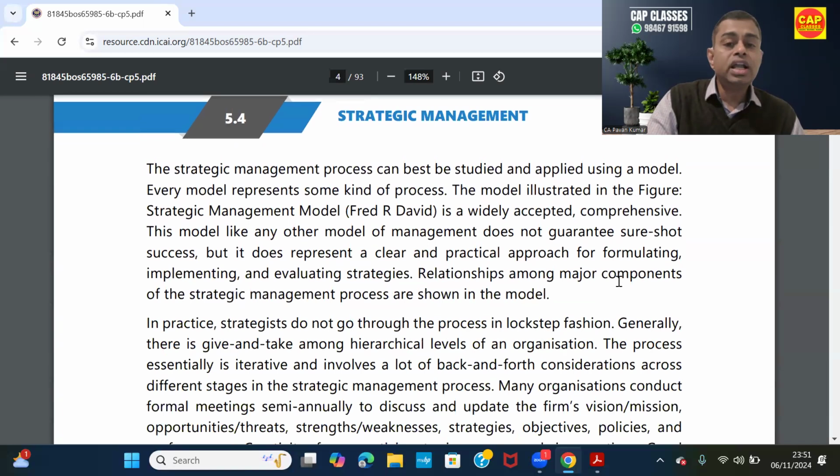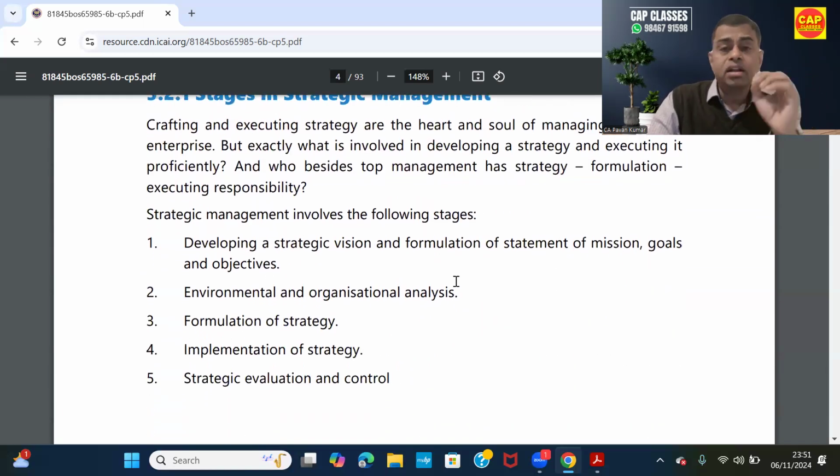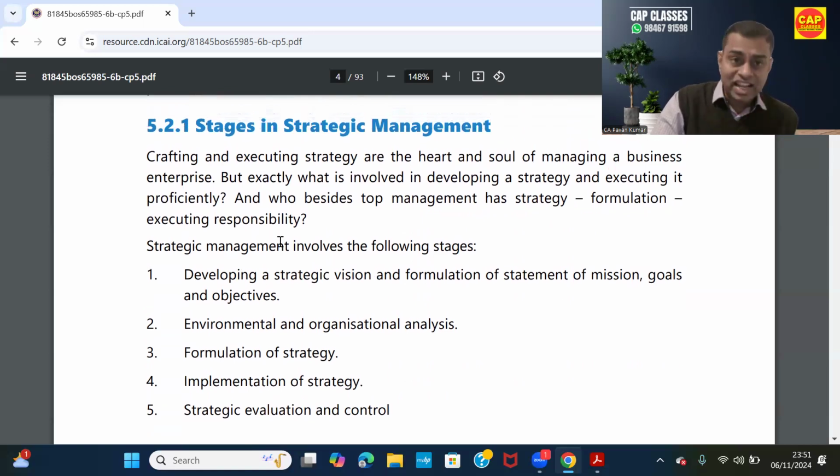Before that, they have given 5 steps in the strategic management process, which we have already studied, and at the risk of repetition, we are doing it once again. Crafting and execution of strategy are the heart and soul of managing a business enterprise. But exactly what is involved in developing a strategy and executing it proficiently? And who besides top management has strategy formulation and execution responsibility? This is something they have given in general. I want you to note from here.